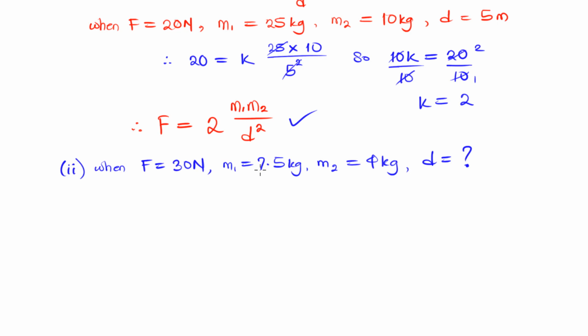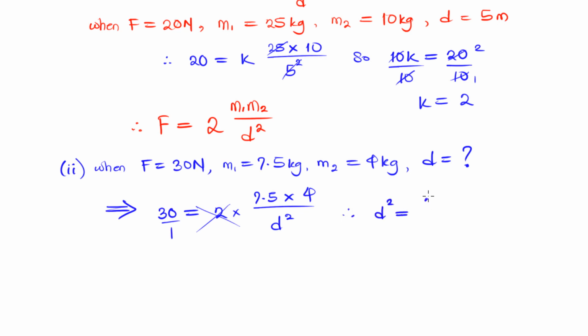So if we put in all the values, that will give us 30 is equal to 2 multiplied by M1, which is 7.5, M2, which is 4, over D raised to power 2. Okay. So now this is 30 over 1, and if we cross multiply the expressions, we have D raised to power 2 is equal to 2 times 7.5 times 4 divided by 30.